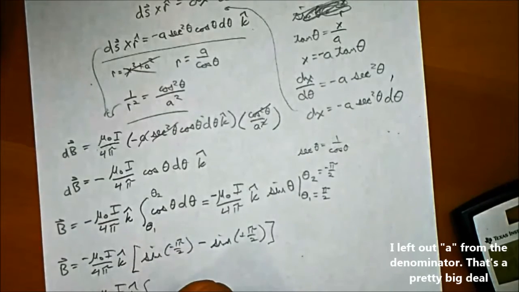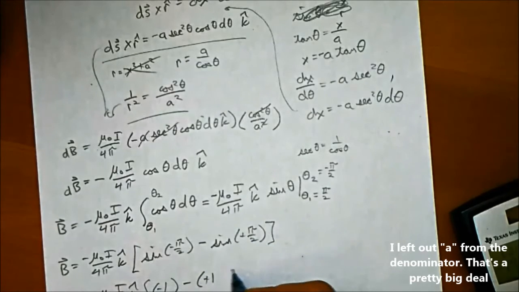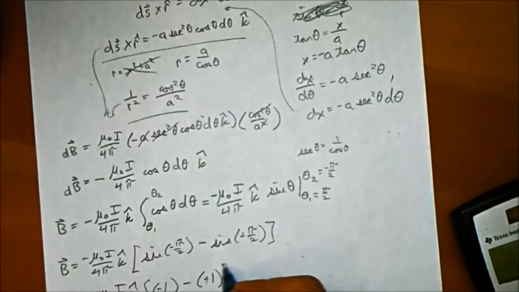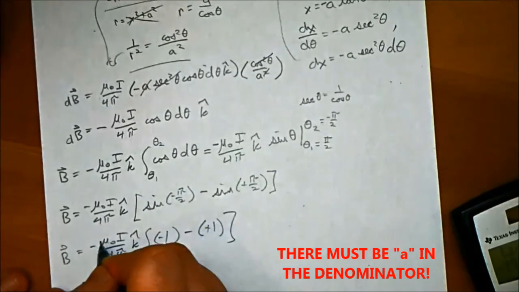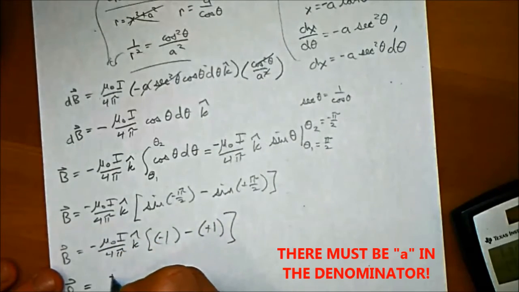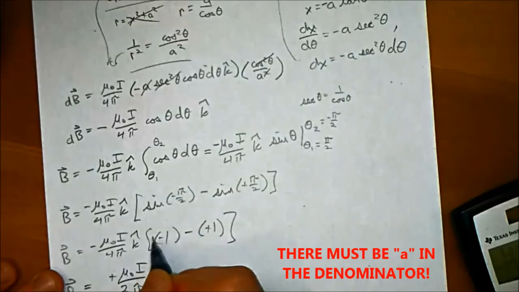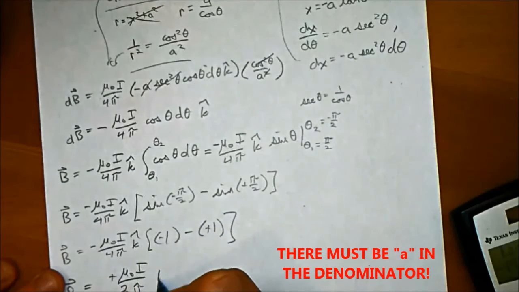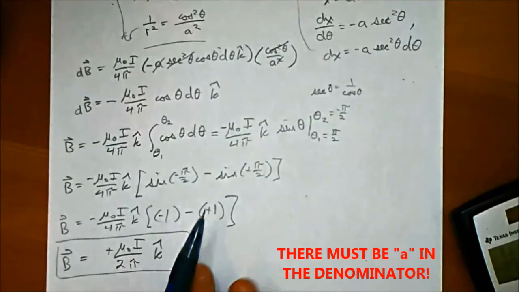So sine of negative pi over 2, what is that? That's negative 1 minus positive 1. So that's negative 2, right? And if you have a negative here, negative there, they cancel. So B equals positive mu naught I over 2 pi. Where'd the 4 go? Well, because I've got a 2 from here, so that cuts that down. k hat.